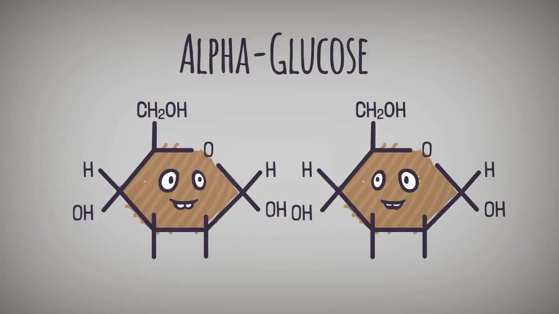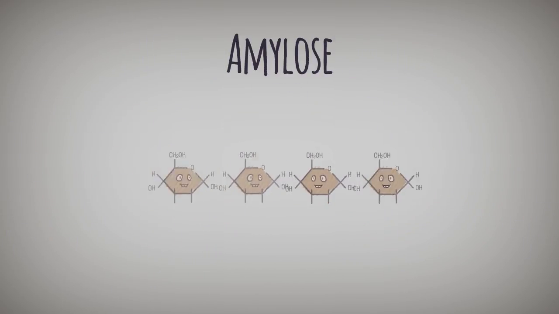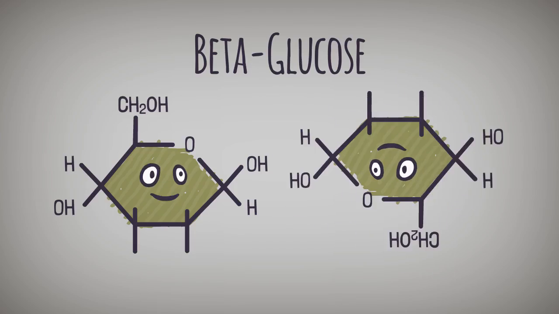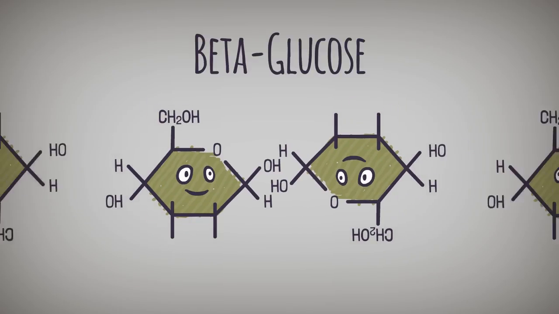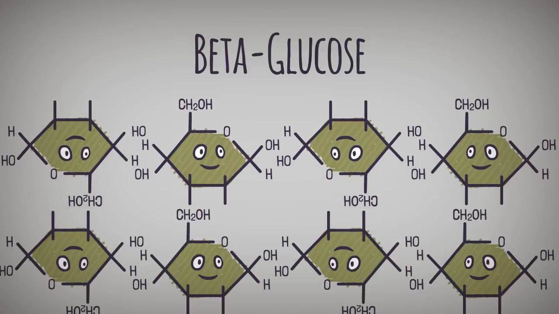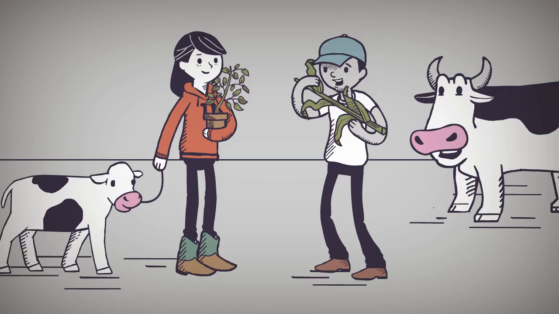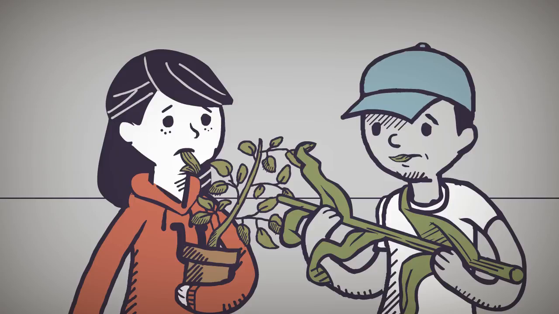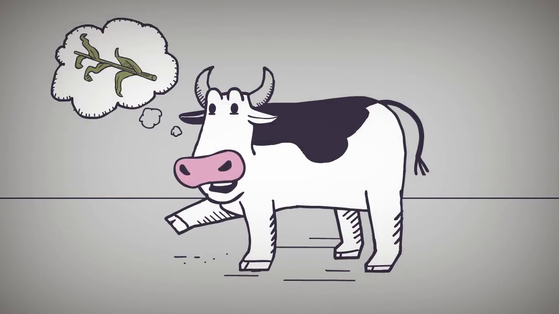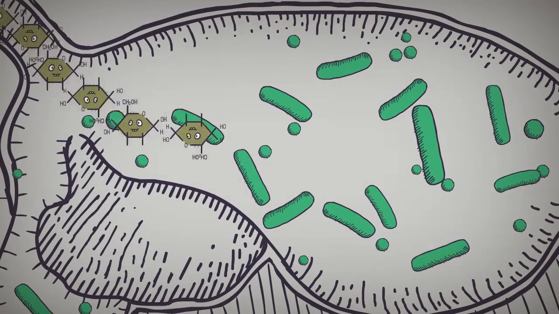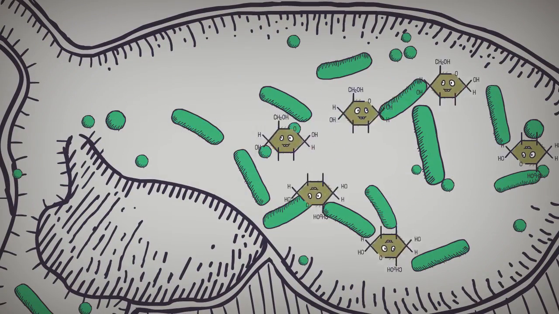Alpha glucose bonds in a straight line and forms amylose, or starch, as in what's found in potatoes. Whereas beta glucose has to rotate 180 degrees, so it can bond and form a strong, complex structure called cellulose, as in what's found in corn stalks and tree trunks. Beta glucose bonds are so strong that humans can't digest them. So even if we could chew corn stalk, we wouldn't get many nutrients from it. Fortunately for cows, bacteria in their digestive tract help make the nutrients available by breaking the strong cellulose bonds.